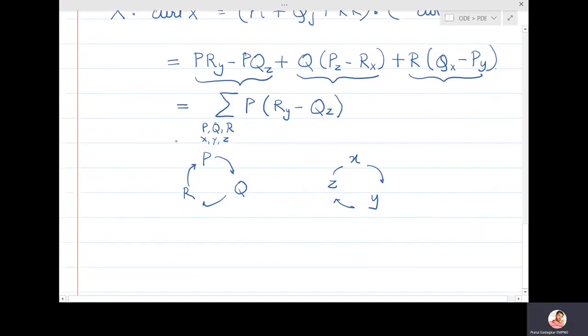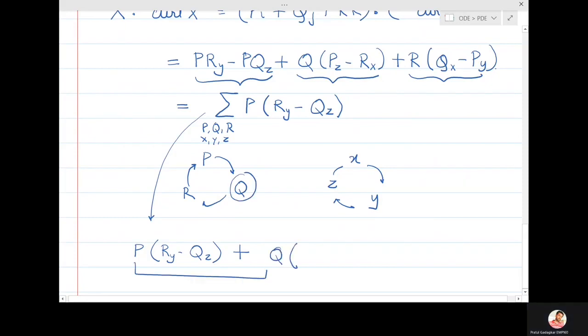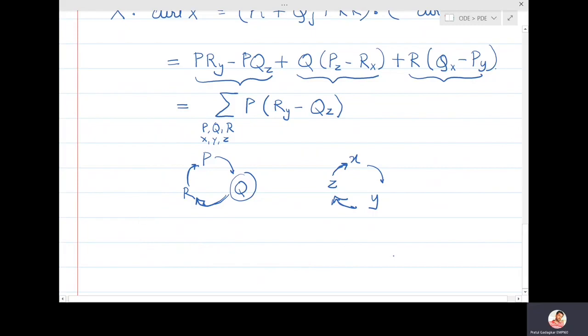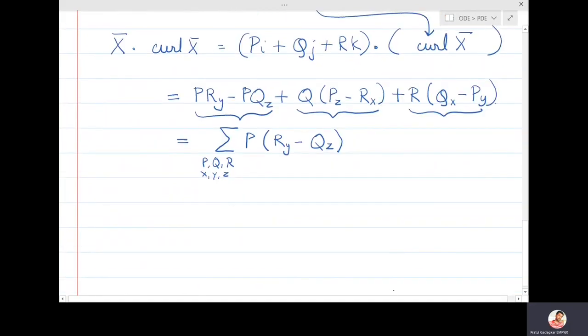So I hope you understand that this summation is nothing but three terms. Let me show you one simple example. What is the first term? Keep P, Q, R as it is, so p(ry minus qz) is as it is. What is the next term? Replace P by Q, replace Q by R, replace R by P. The Y variable will be replaced by Z, the Z variable will be replaced by X, and so on. So we'll get the third term also. This is the meaning of this summation: PQR and XYZ are cyclic in nature. So this entire term can now be written in brief as this summation. This is the first thing that we will be needing.